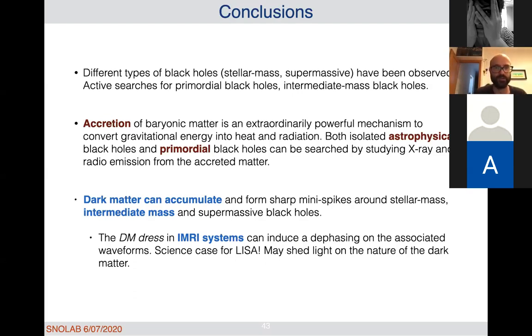On the other hand, I showed that the accretion of dark matter instead of baryonic matter can have an observable effect on the waveform in a peculiar system, which is called an intermediate mass ratio inspiral. This effect is potentially detectable with a future space interferometer like LISA, and can open up the possibility to detect overdensities of dark matter around black holes. So yeah, this was all.